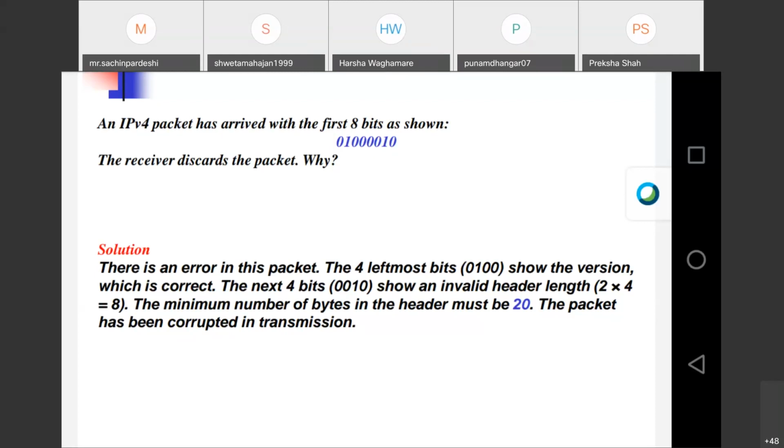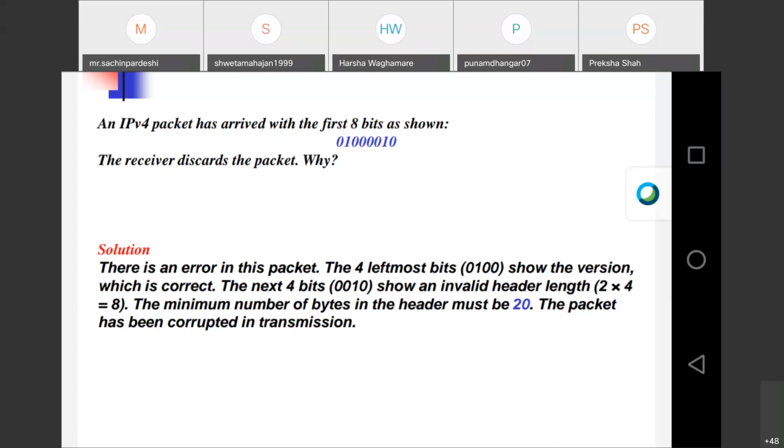The next field after version is header length. In the header length, the value is 2. As we have discussed earlier, whatever value is in the header length field is multiplied by 4, because you cannot write a value like 60 in 4 bits. You can write at most 15, and 15 into 4 is 60. Since only 4 bits are there, you have to multiply by 4. So here the value is 2, and 2 into 4 is 8.